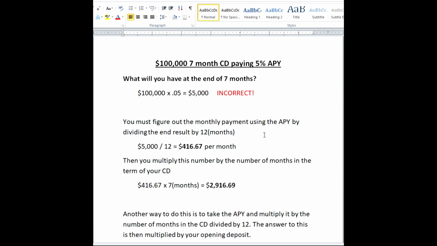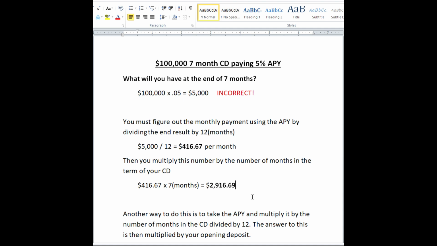So what you must do is figure out the monthly payments using the APY by dividing the end result by 12 months. So if you look at the $5,000 in interest, then divide that by 12 months, that equals $416.67 per month. So then you take that number and you multiply it by the number of months that your CD actually is, which is 7 months. So this times 7 months equals this number right here. That is the number that you'll have in interest at the end of the 7 months.